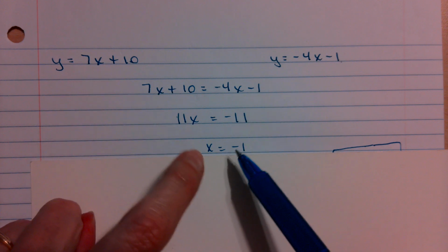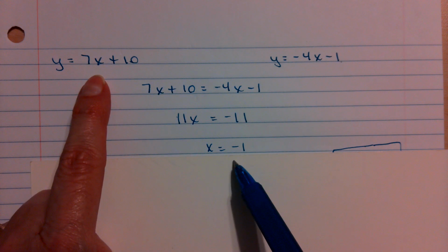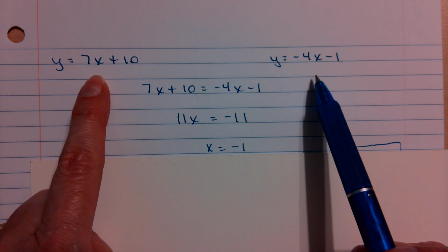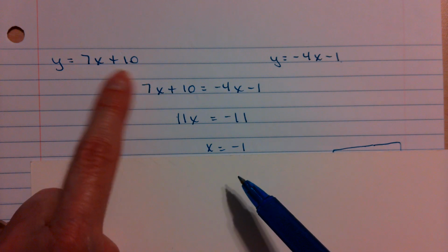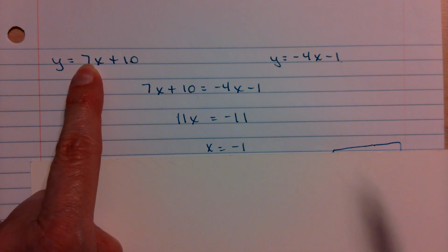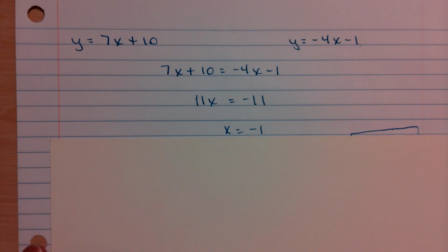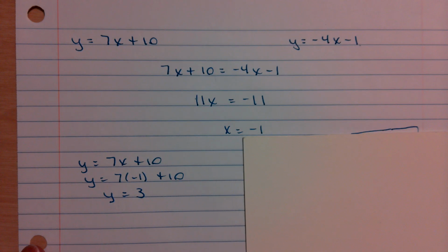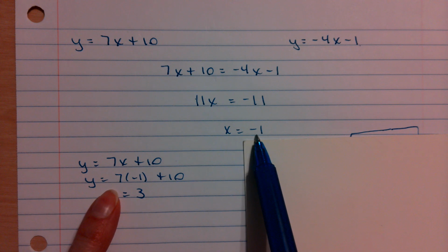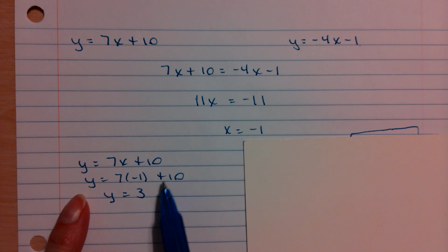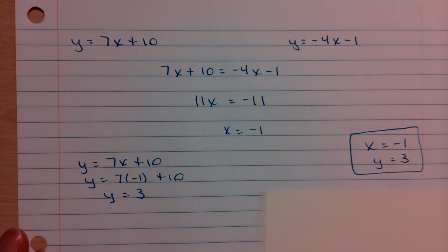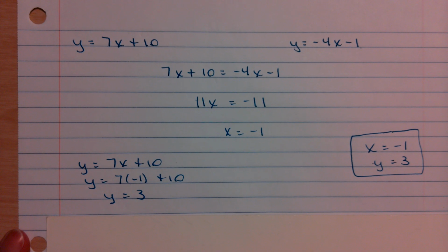At this point, I can choose either equation to substitute in for x and find y. There's no preference here. I just usually go with whatever one looks easier to me. So this one has positive values for 7 and 10, so this seems easier to me. That's the one I'm going to pick. It makes no difference which one you choose. So if you choose this first equation, then you substitute x in as negative 1, and then you do the math, and you determine that y is equal to 3. So in this system of equations, x is equal to negative 1, and y is equal to 3.